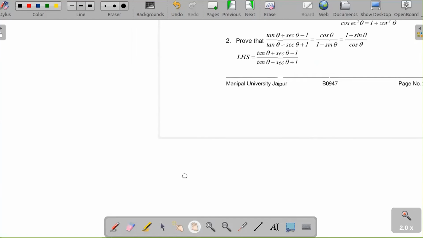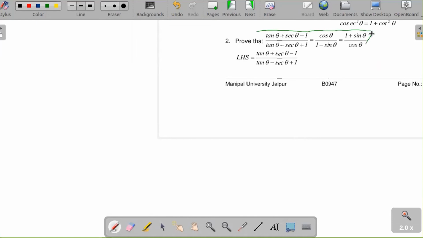This one is a little bit trickier. So here you can see: tan theta plus sec theta minus 1 divided by tan theta minus sec theta plus 1 equals cos theta divided by 1 minus sin theta, which equals 1 plus sin theta divided by cos theta. That means at a time we have to prove 3 things equal. So let's start with LHS.